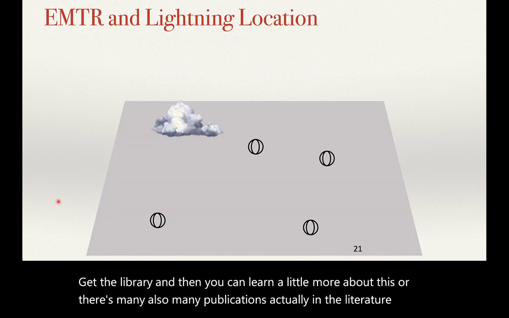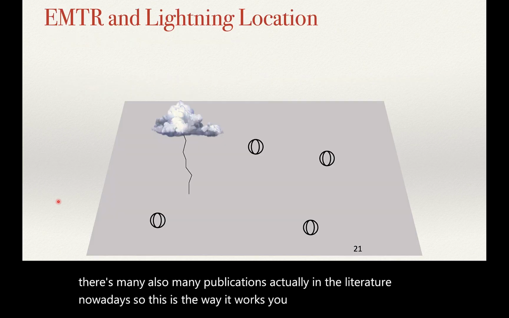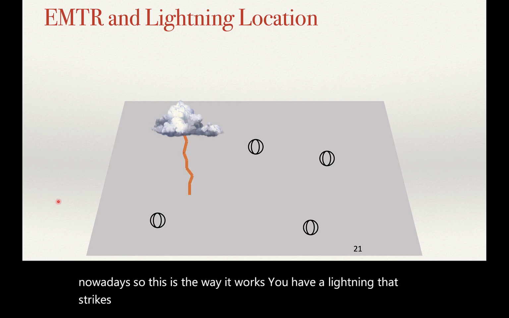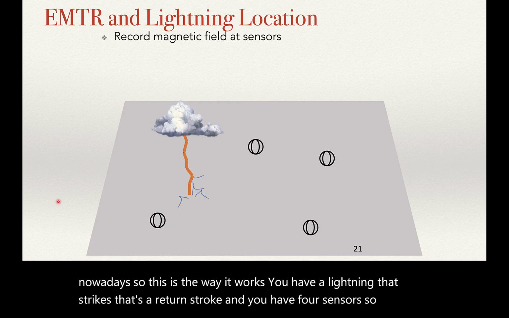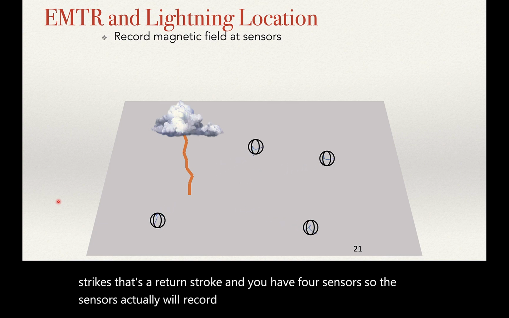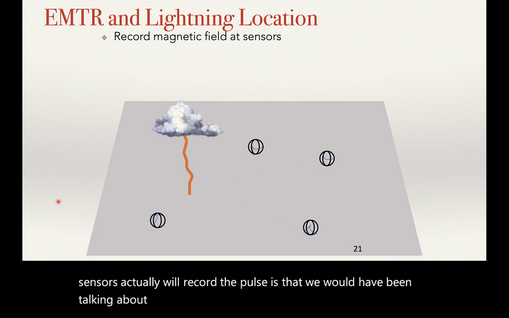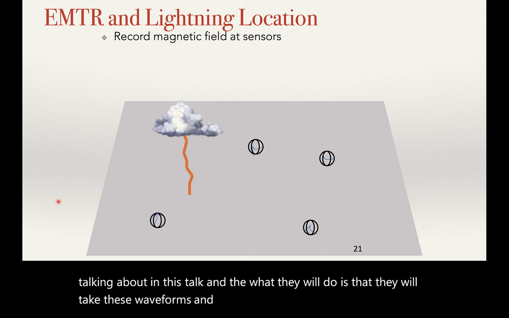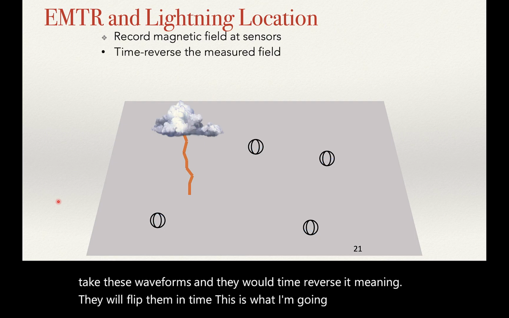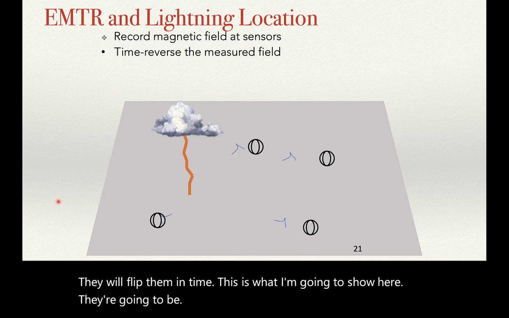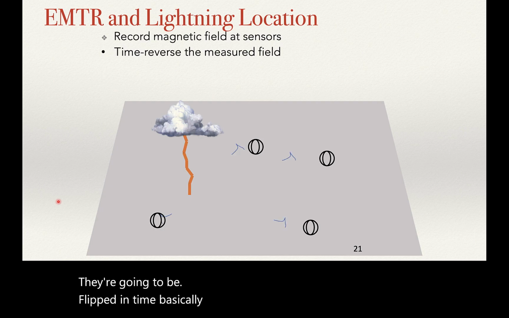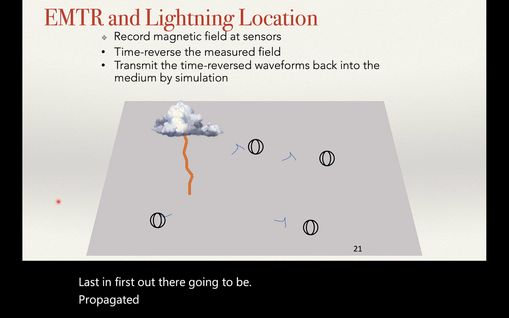So this is the way it works. You have a lightning that strikes, that's a return stroke, and you have 4 sensors. So the sensors actually will record the pulses that we have been talking about in this talk, and what they will do is that they will take these waveforms and they will time reverse them, meaning they will flip them in time. This is what I'm going to show here. They're going to be flipped in time. Basically, last in, first out. They're going to be propagated back into the medium.